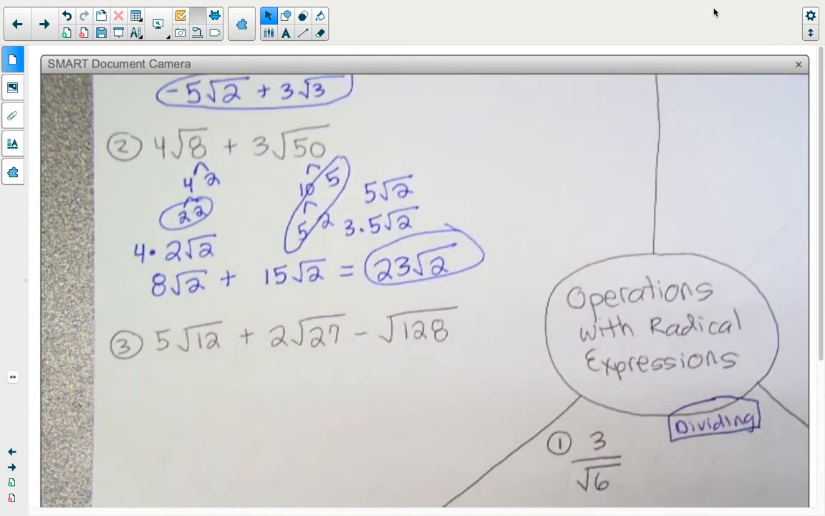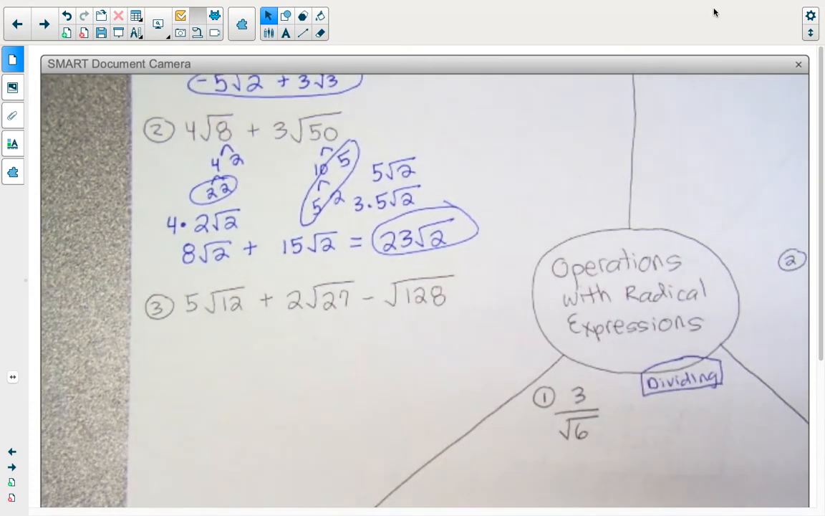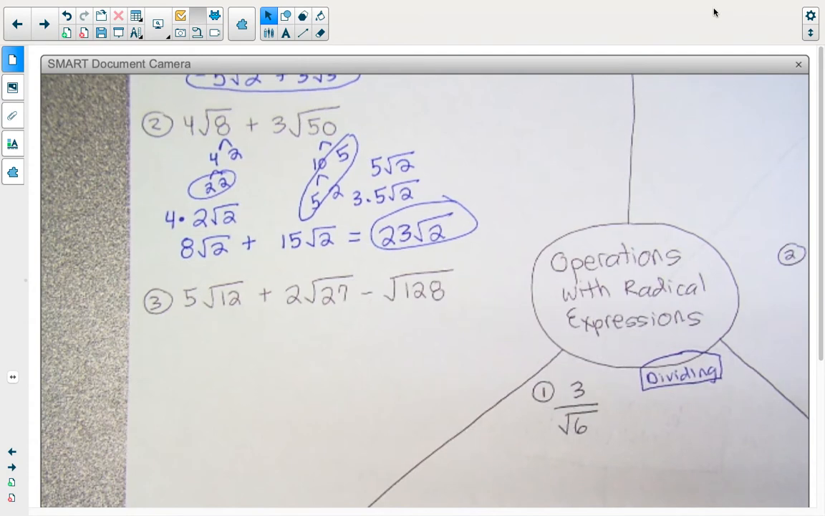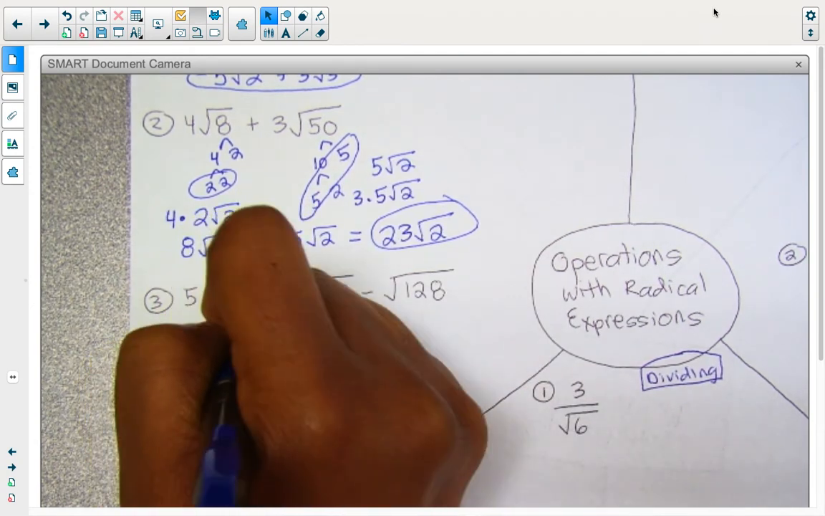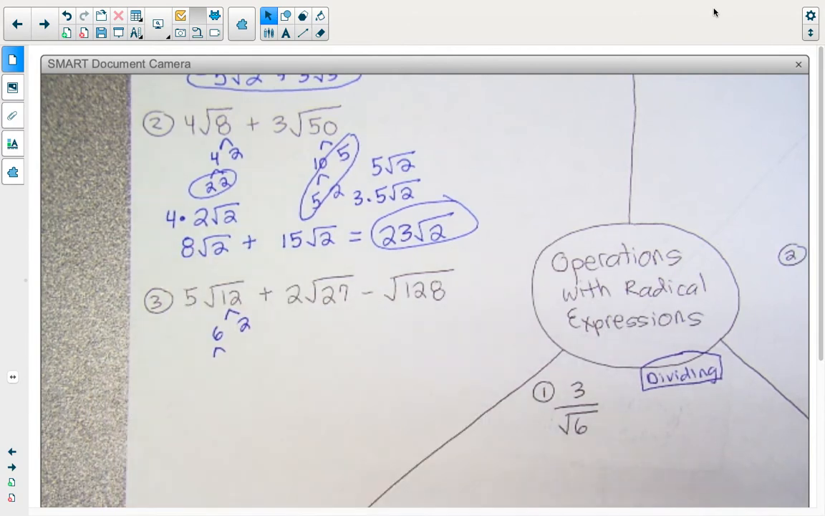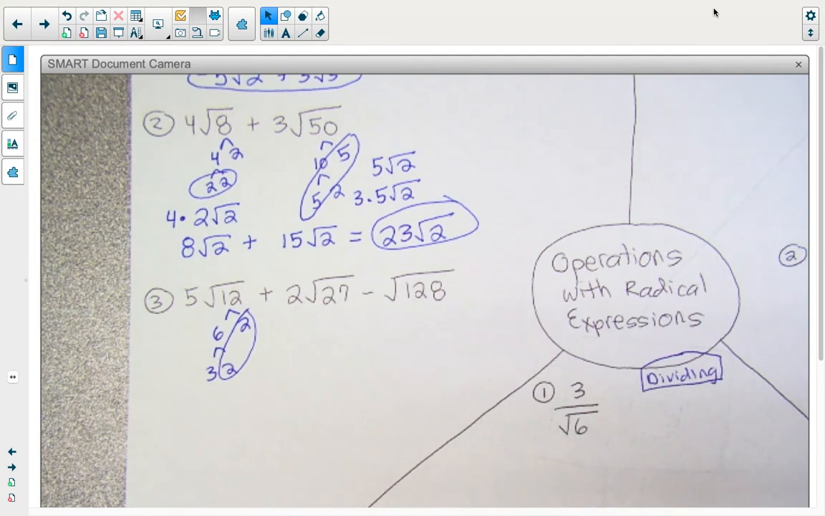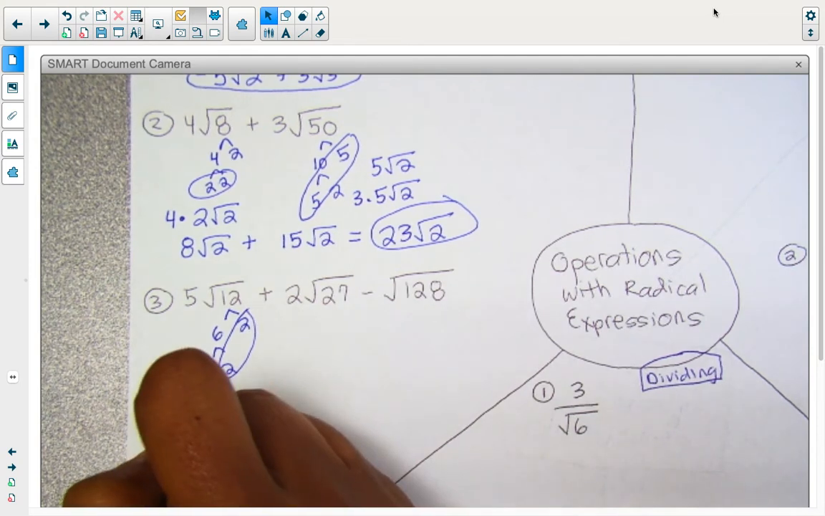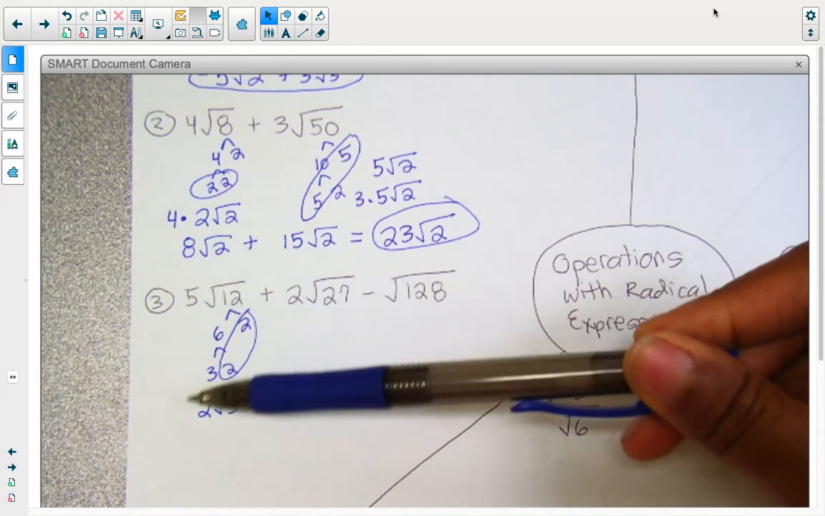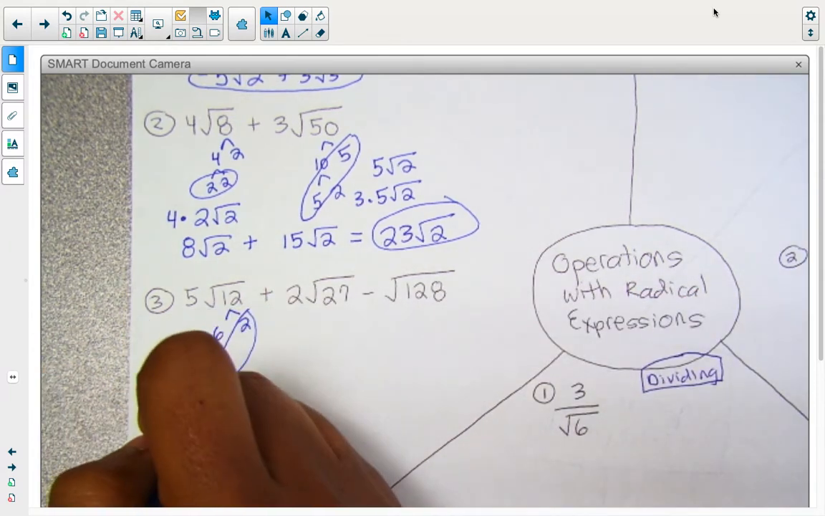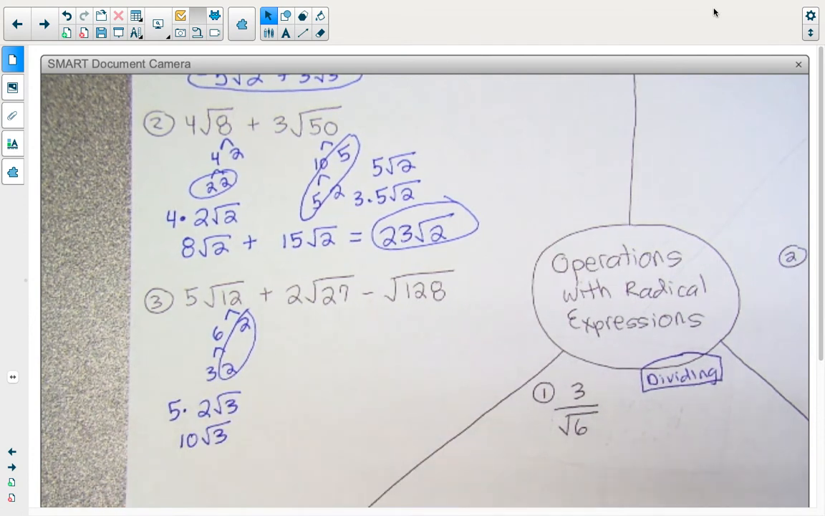And last one for adding and subtracting, we're going to do the exact same thing. We're going to break down 12. We're going to break down 27. And we're going to break down 128. So if I break down 12, that's going to be 6 and 2. If I break down 6, that's going to be 3 and 2. So the square root of 12 is 2 square roots of 3. I have a 5 that's in the front that we can't forget about. I just need to bring all the way down. So that gives me 10 square roots 3.